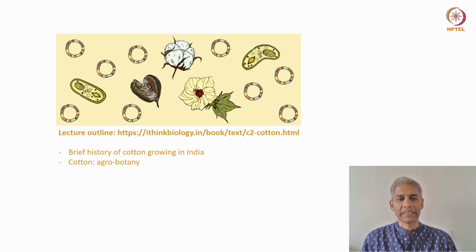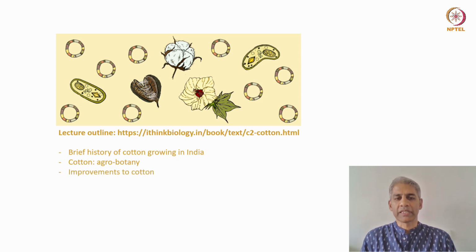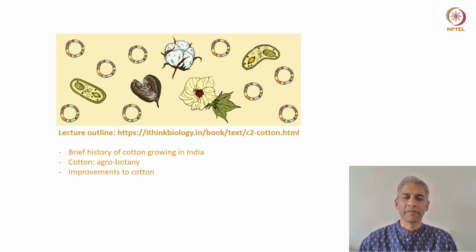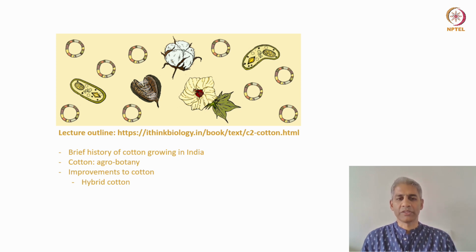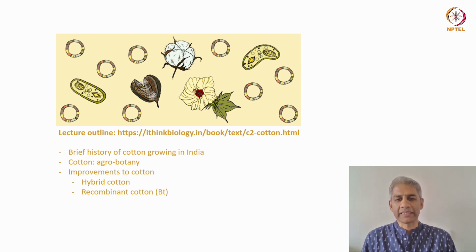Then we will be looking at the particulars of the cotton plant itself, so some botany and agriculture related particulars of the plant. After which we will be looking at improvements which have been made to cotton, and here we will be looking at two technologies. One is that of hybrid cotton, which you could say is more conventional technology to improve a crop. And the other one is that of recombinant technology, where we will be looking at Bt cotton.